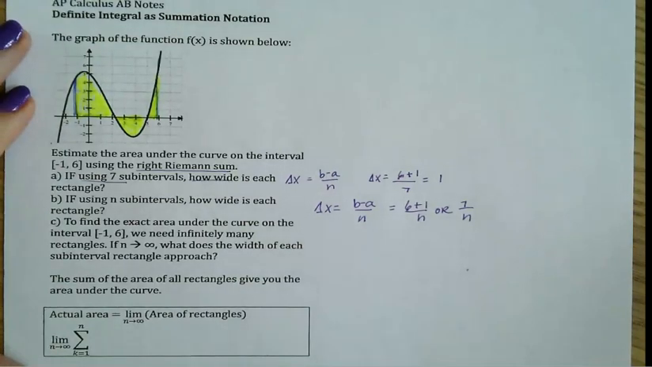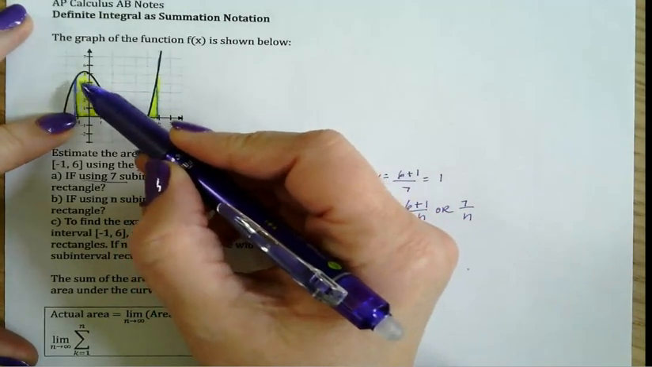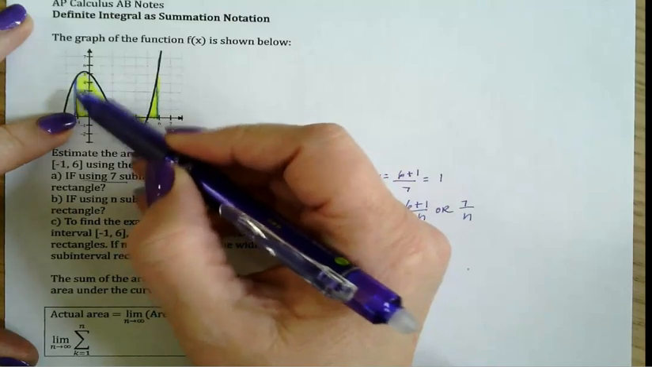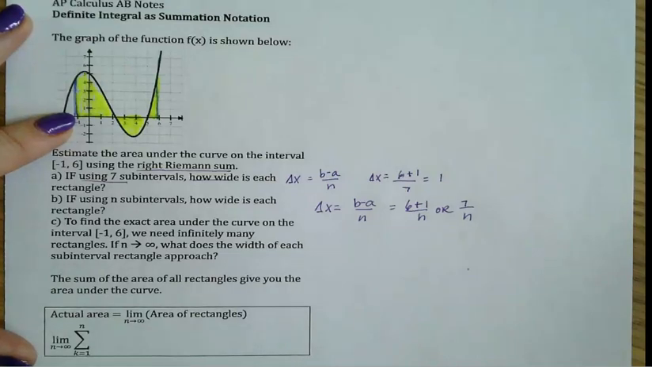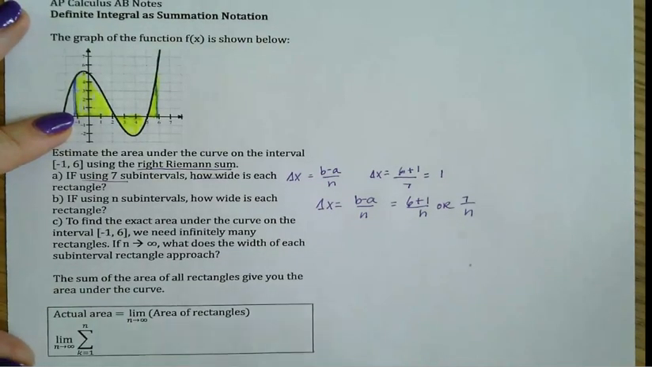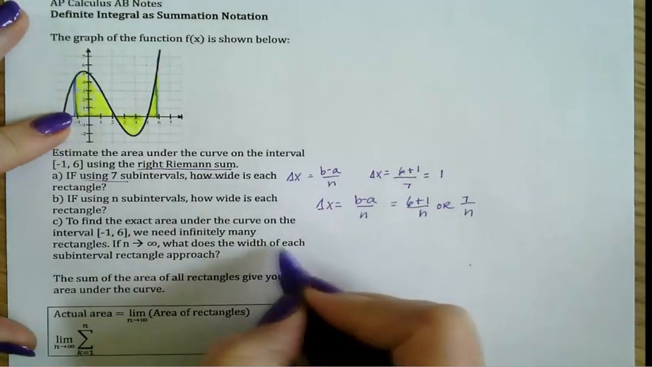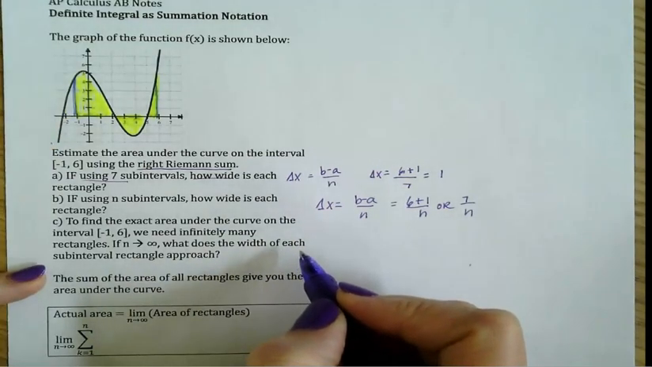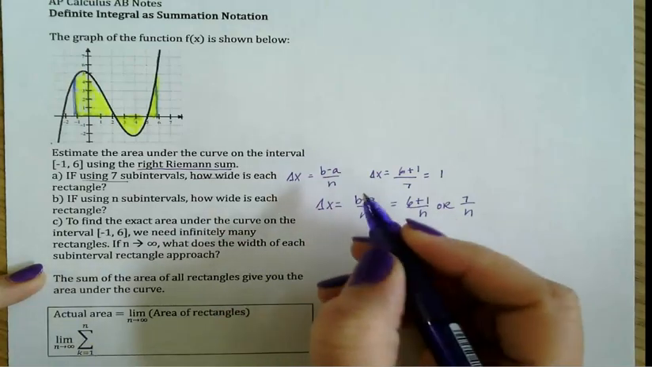And then C, to find the exact area under the curve on the interval -1 to 6, we need infinitely many rectangles. Because if a width of 1 gives us a good approximation, then if there were 100 rectangles between here, little bitty slivers that get closer and closer each time to that curve, that's going to make a much better approximation. As n approaches infinity, what is happening to the width of each of those subintervals? Hopefully you can see they would be approaching 0.